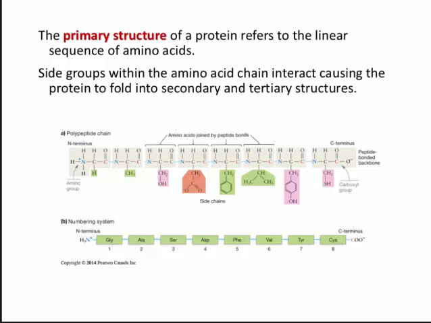Now, proteins don't just come in lines, as you might imagine. They fold on each other to make globules, or they can make many different complex shapes. And those complex shapes, the higher structures of a protein, so its secondary structure, its tertiary structure, and its quaternary structure, are always going to be based on the primary structure, because these side groups are going to interact with one another on occasion and cause the protein to fold.